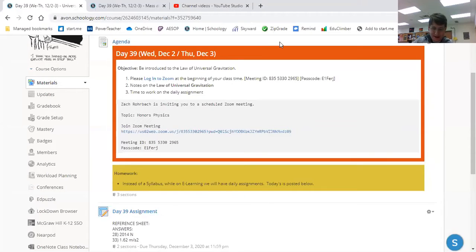So what we've got today is to talk about the law of universal gravitation. It's kind of a little bit of a tangent from circular motion, but it's going to be talking about orbits. And with orbits, you have to understand gravity in order to understand them, since they are an example of circular motion. So we're just going to talk about the law of universal gravitation today.